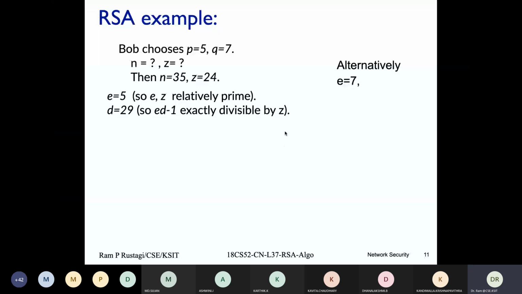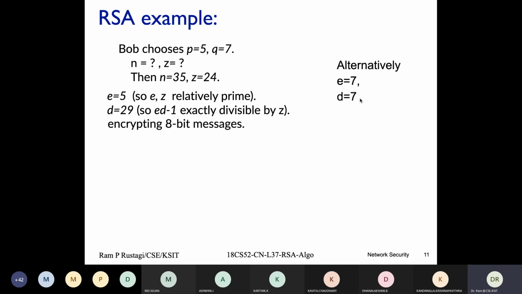Is the question clear? We've chosen P and Q as 5 and 7. N is 35. Z is 24. We choose a number 7, which is relatively prime to 24. Now we want to find a number D, such that 7 into D would give me 1 modulo 24. If you take 7 into 7, that is 49. 49 modulo 24 is 1, because 24 into 2 is 48. So D becomes 7, and you can work out any other number. So it need not be only one number, it could be anything.